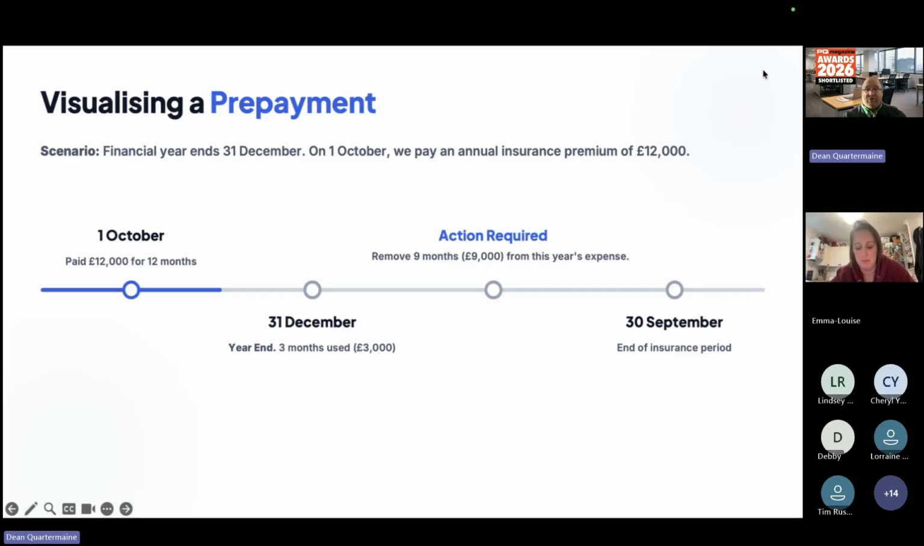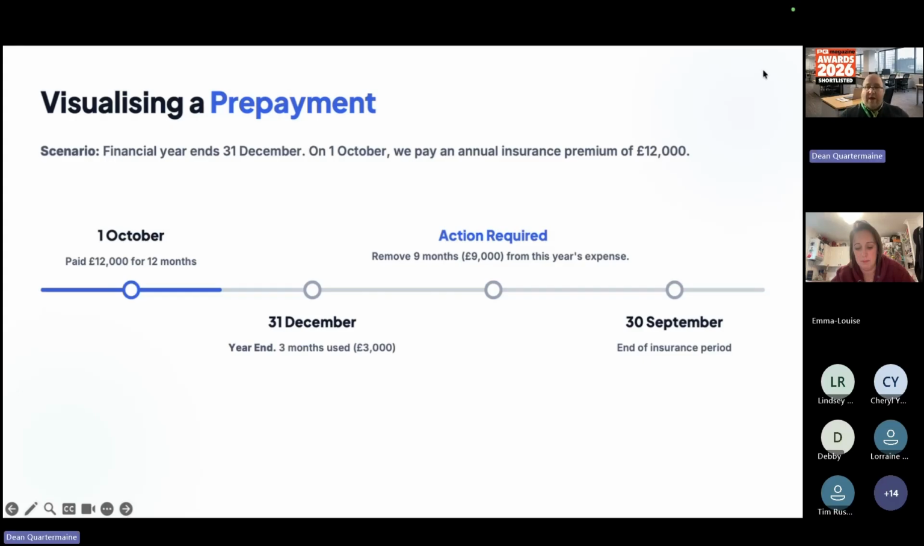So based on the fact that we've got a financial year that ends in end of December, nice simple numbers here. £12,000 per year, £1,000 a month. So 1st of October, you pay £12,000. But all you want is October, November, December, 3 months. You want 3 months in the current financial year. So at year end, you've used 3 months of that insurance premium. So £3,000 wants to sit in the financial year ending 31st of December.